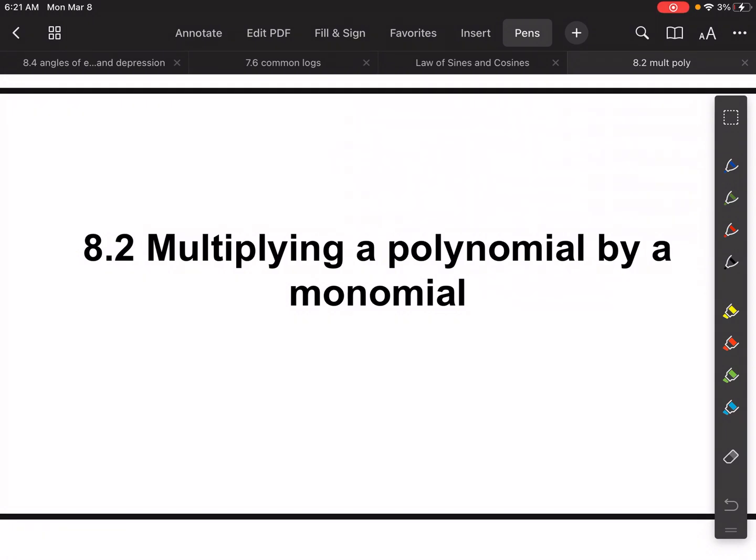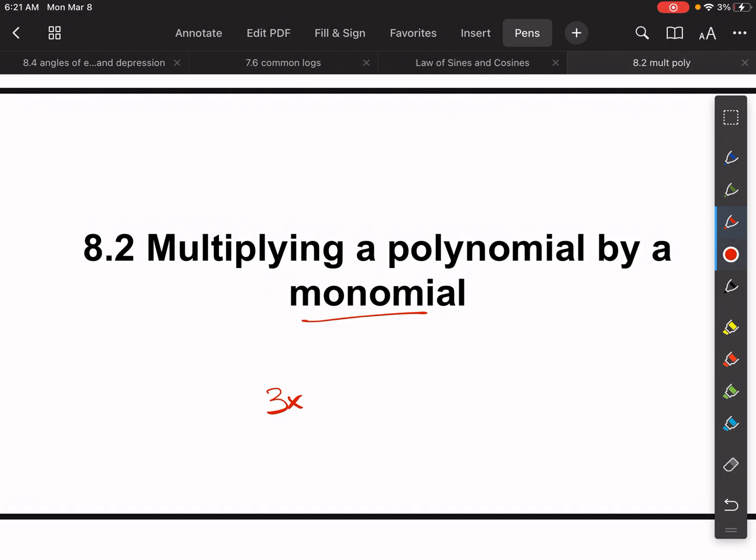Alright guys, lesson 2 here in polynomials is going to go a little faster, I think, than lesson 1. This is multiplying a polynomial by a monomial. Hopefully if you don't know what those terms mean, you need to rewatch lesson 1. Monomial just means single term, right? So I could say like 3x, that's a monomial.